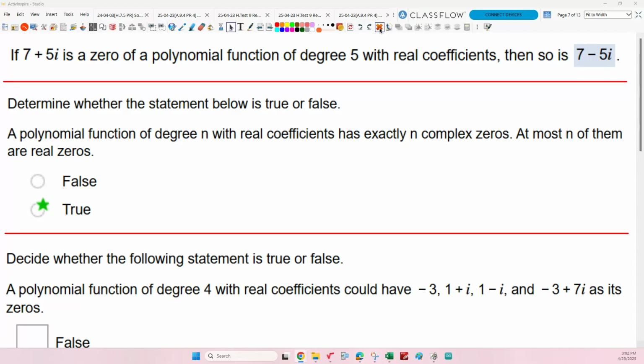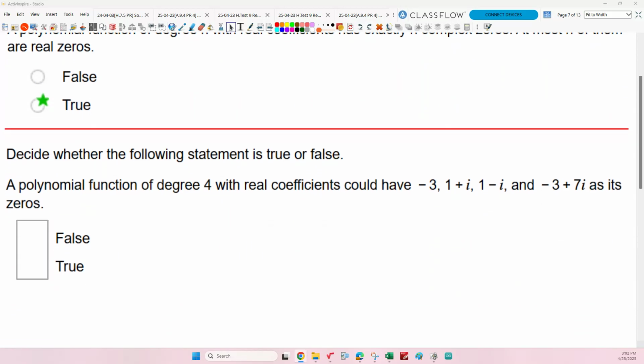There can be less than n real zeros, but those would have to be made up by complex zeros. Okay, if we're looking at this one, it's degree 4. So how many zeros are we going to have? 4.